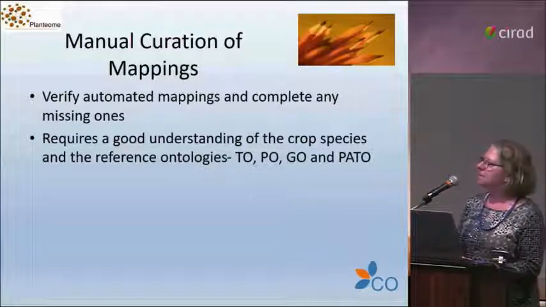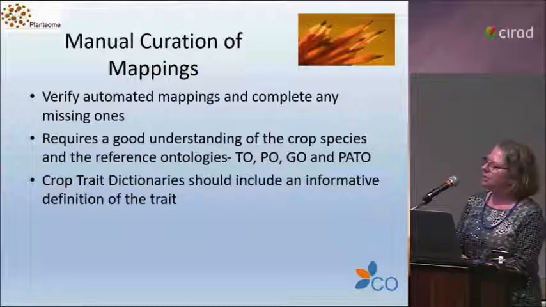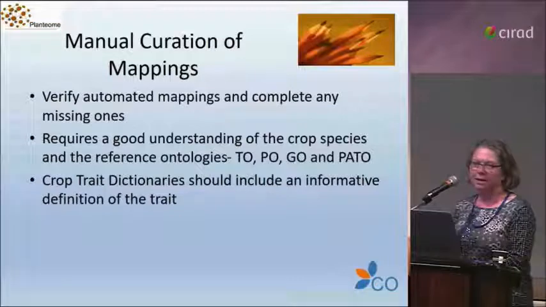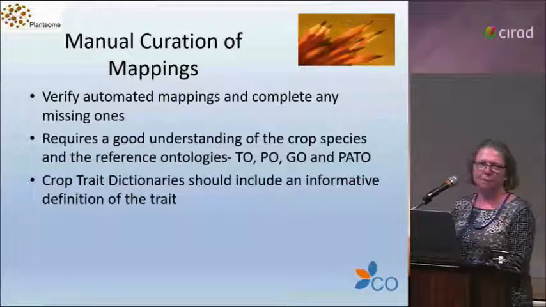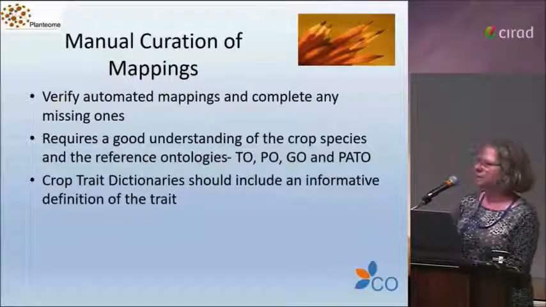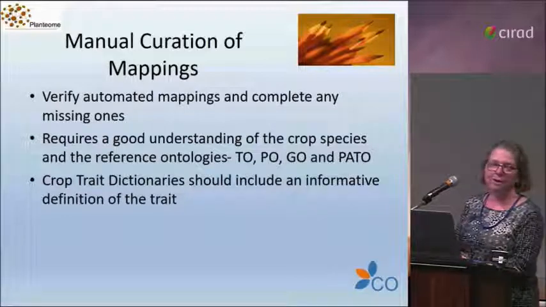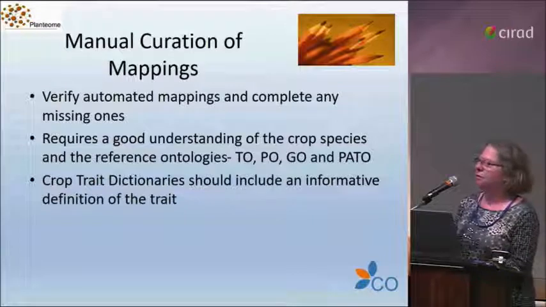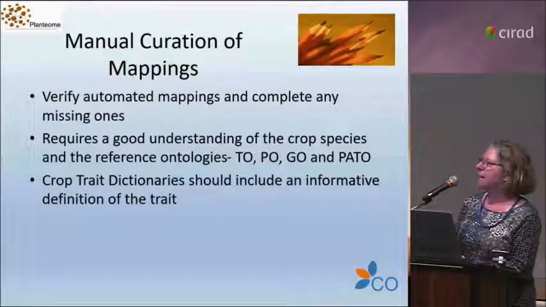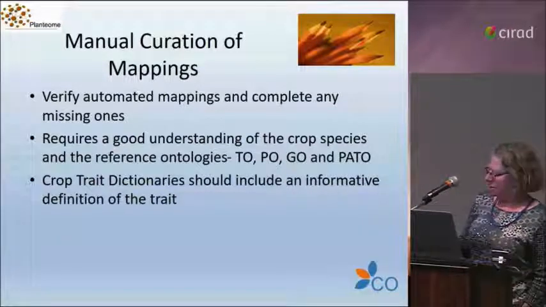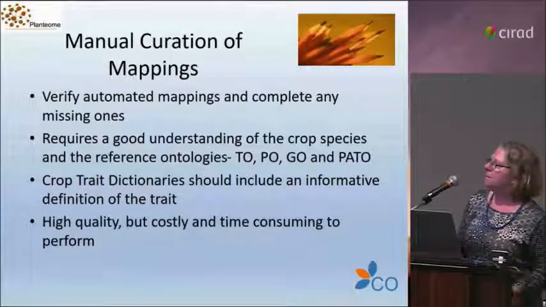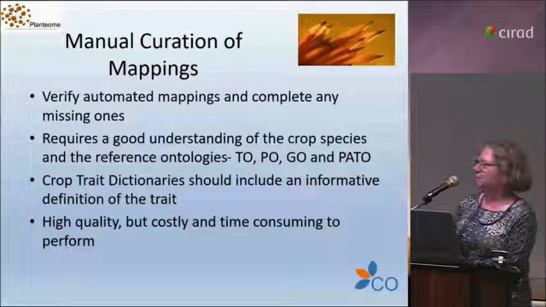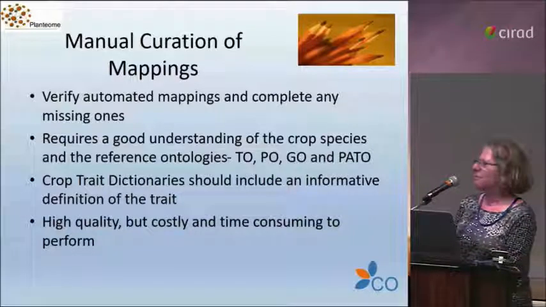It's also important to understand the structure of the ontology terms that we're using to map these. And I wanted to put a note here for all the CG folks that are involved in creating these trait dictionaries, and we'll talk more about this this afternoon in the different sessions. But it's really important to have a good definition of what you're measuring, and that's very helpful when we're trying to disentangle this mapping. So the manual curation is definitely high quality, but we all know these things are costly and time-consuming to perform.